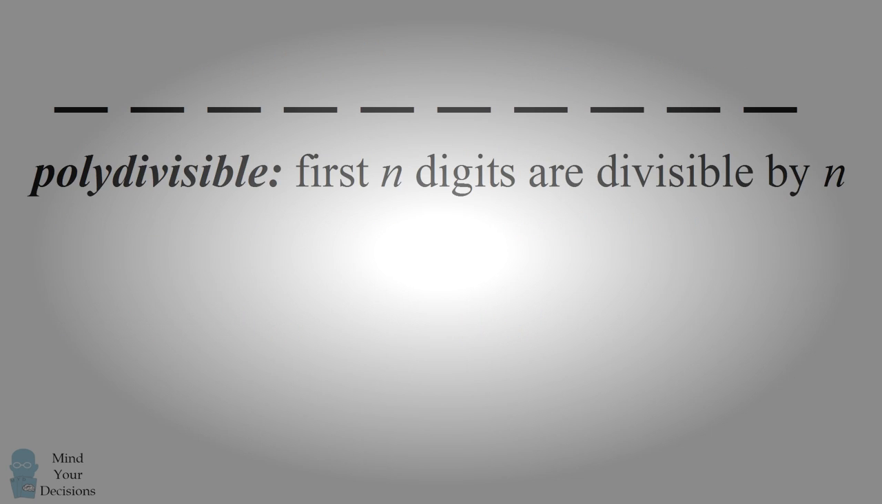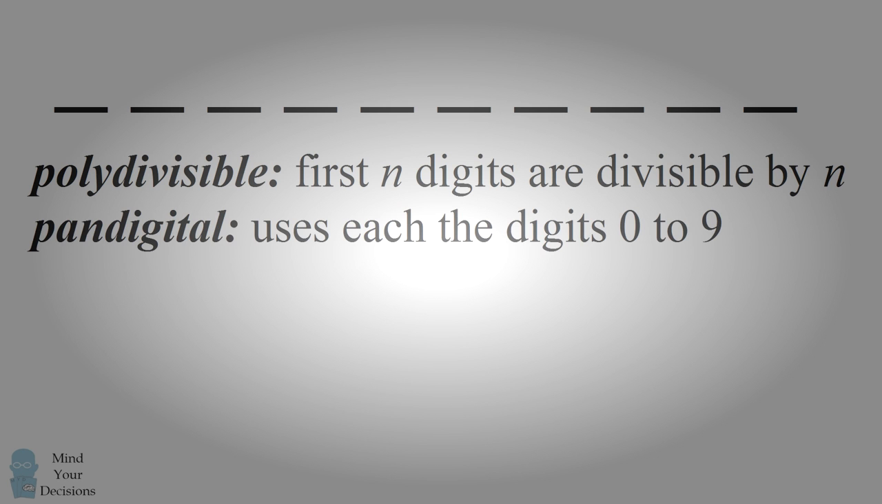There are names for the properties of this number. A polydivisible number has the first n digits that are divisible by n. A pandigital number uses each of the digits from 0 to 9. This puzzle is asking for a polydivisible number that is also pandigital.